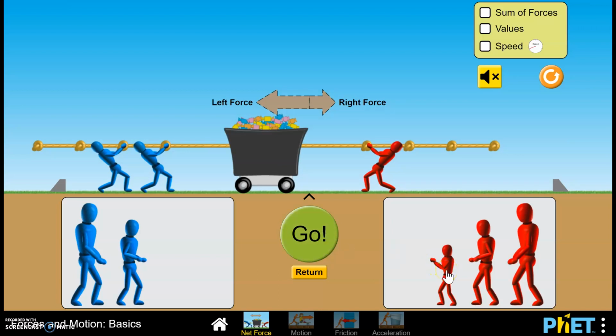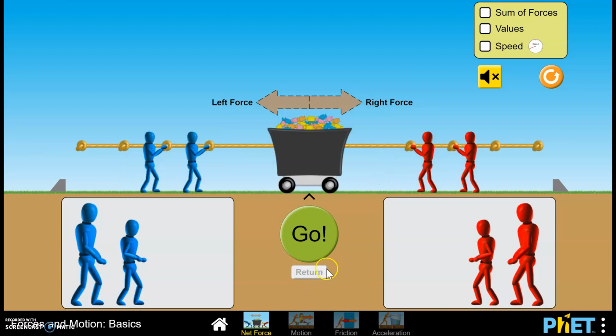Since the blue guys are currently winning, I am then going to add this red guy to the red team here. What do you think is going to happen to the cart now that the forces are balanced? All right, go ahead, take a second to think about it, write your answers down, or you can share your answers with Miss Campbell. Okay. Let's see what's going to happen.